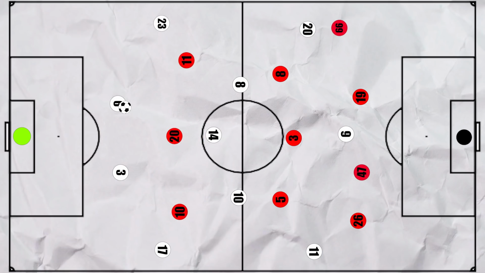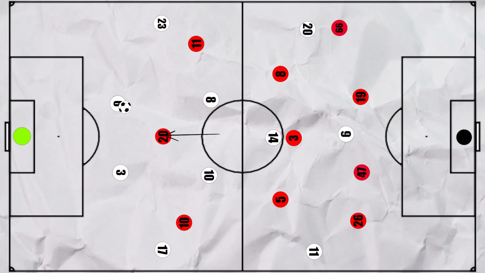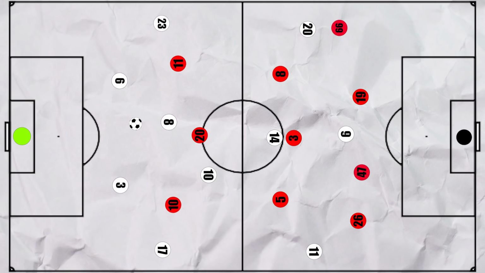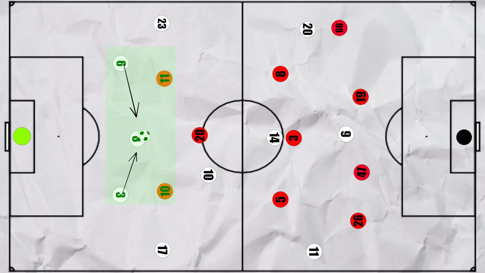But when Real did build more centrally, Kroos was once again the key. Casemiro tended to push higher up to allow Modric and Kroos to handle the build-up from deep, as they are excellent on the ball. And Kroos often dropped just ahead of his centre-backs to create a 3 versus 2 against a narrow press, and to be the outlet ball to beat this press.